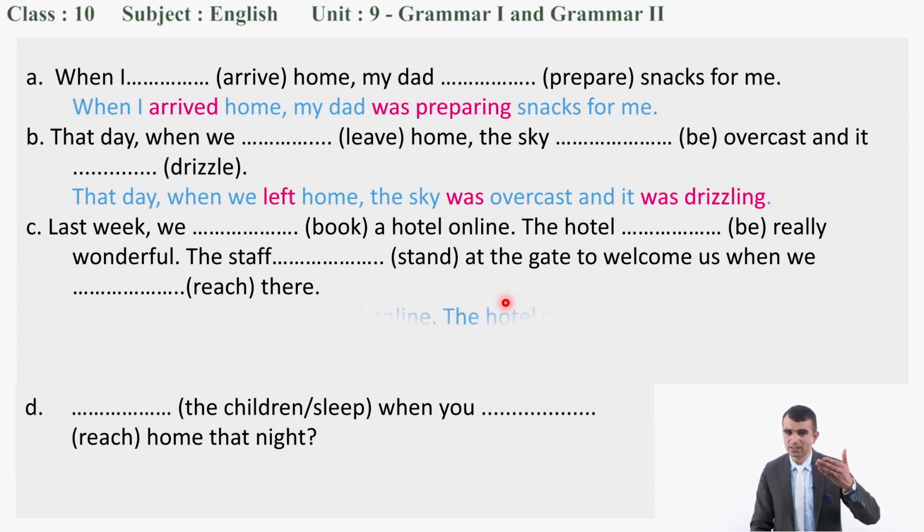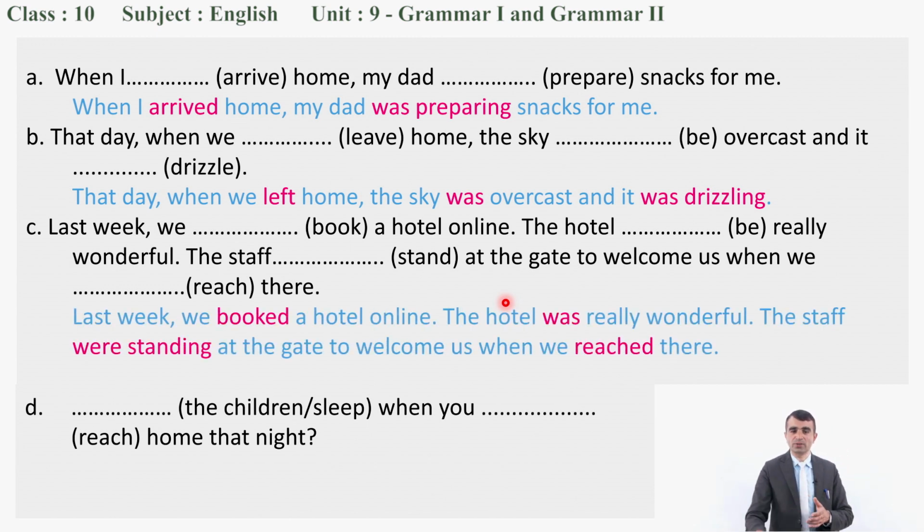Yes? Great. Last week we booked a hotel online. The hotel was really wonderful. The staff were standing at the gate to welcome us when we reached there. Okay. D, the children sleep. When you reach home that night. So this is question. So how do we write? The children sleep. This is children sleeping. What is it? Circumstance. And then second, when, event.